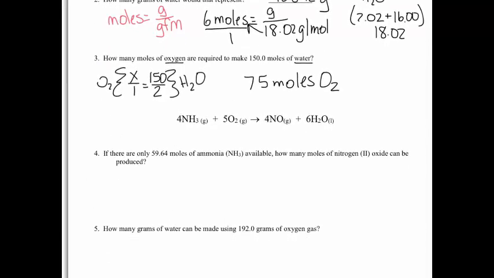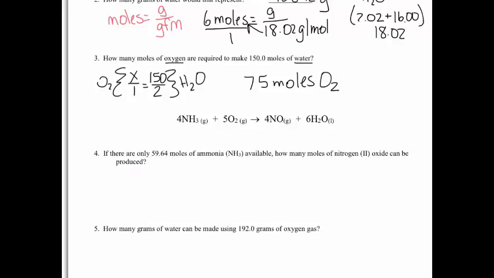All right, these next questions are going to be based on this equation here. We have two different reactants and we have two different products. So there's lots of variations of questions we could ask with this. Number 4 says there's only 59.64 moles of the ammonia, this is the ammonia here, available, and how many moles of nitrogen oxide, which is the NO here, can be produced.